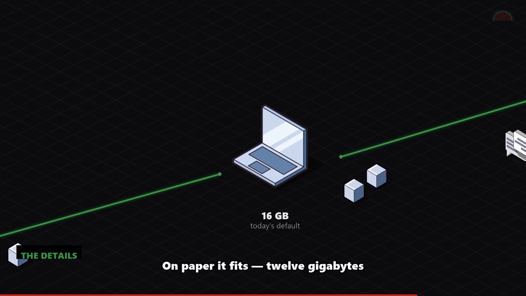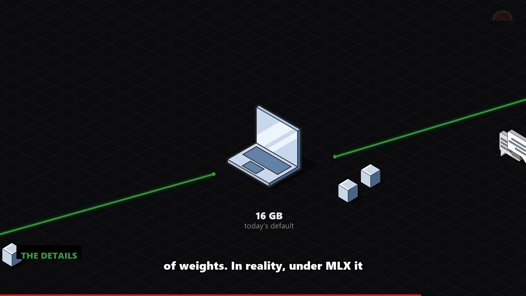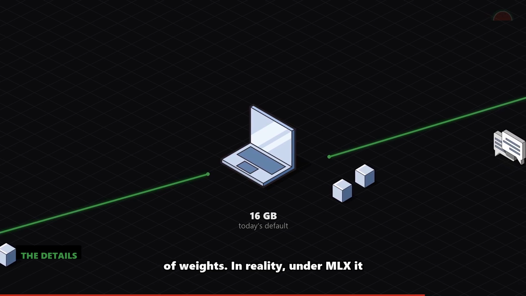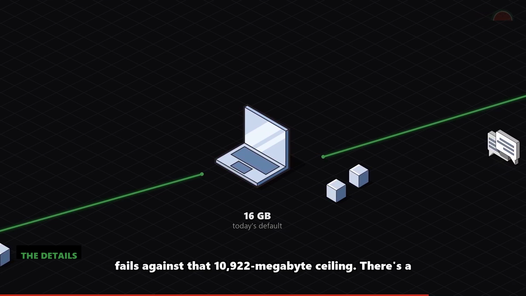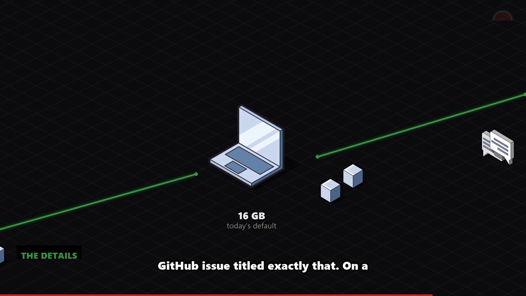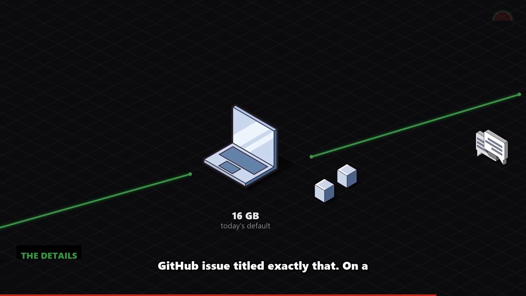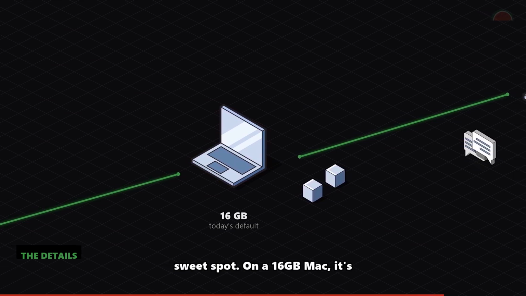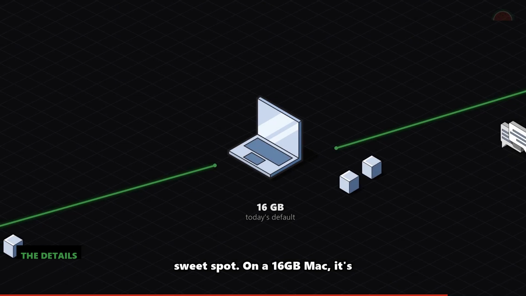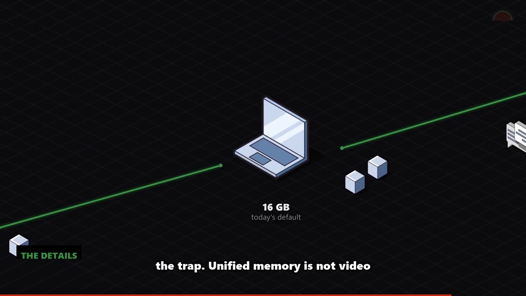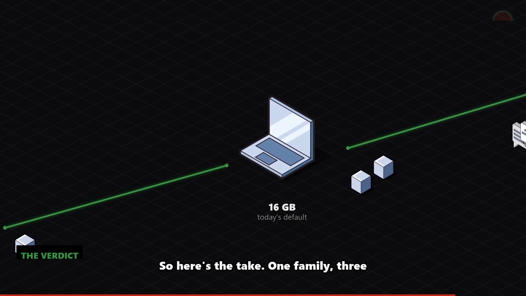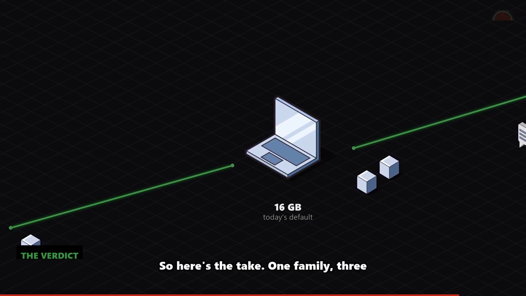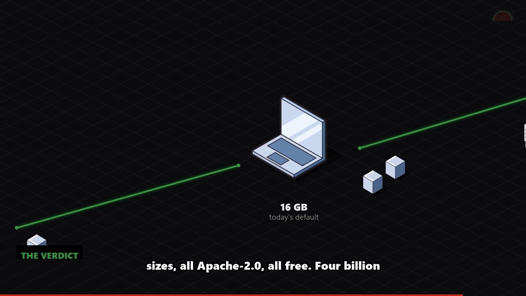And the trap. GPT-OSS 20B on a 16GB Mac. On paper it fits, 12 gigabytes of weights. In reality, under MLX it fails against that 10,922 megabyte ceiling. There's a GitHub issue titled exactly that. On a 16GB PC GPU, this model is the sweet spot. On a 16GB Mac, it's the trap. Unified memory is not video memory.